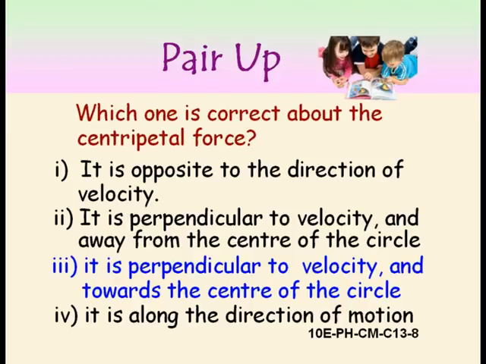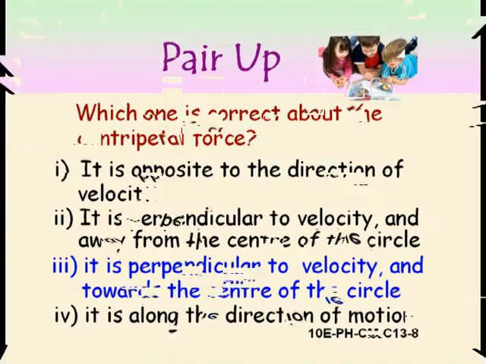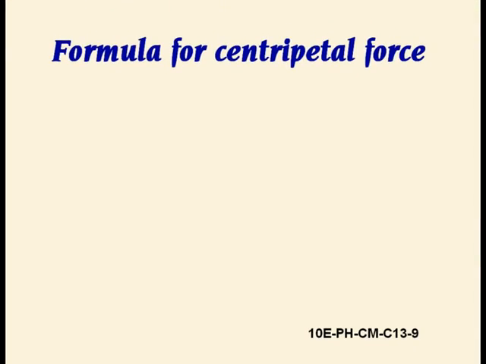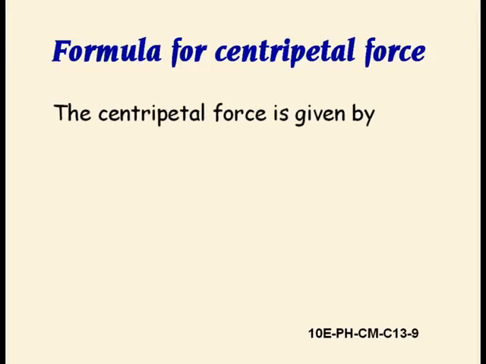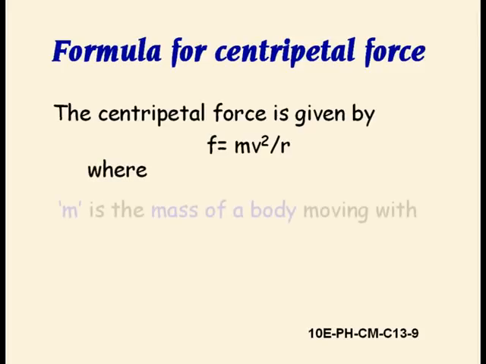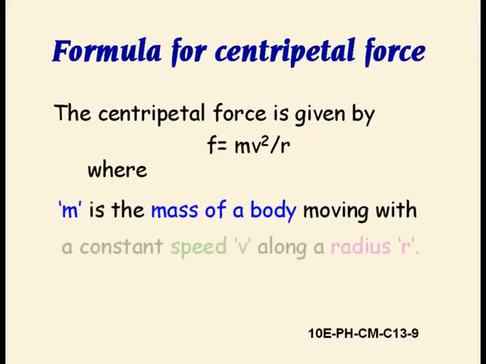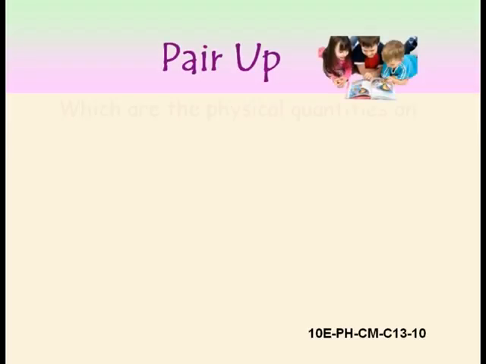Now, let us understand centripetal force by taking an example. The centripetal force can be measured using a formula. Formula for centripetal force: the centripetal force is given by F is equal to mv square by r, where m is the mass of a body moving with a constant speed v along a radius r.